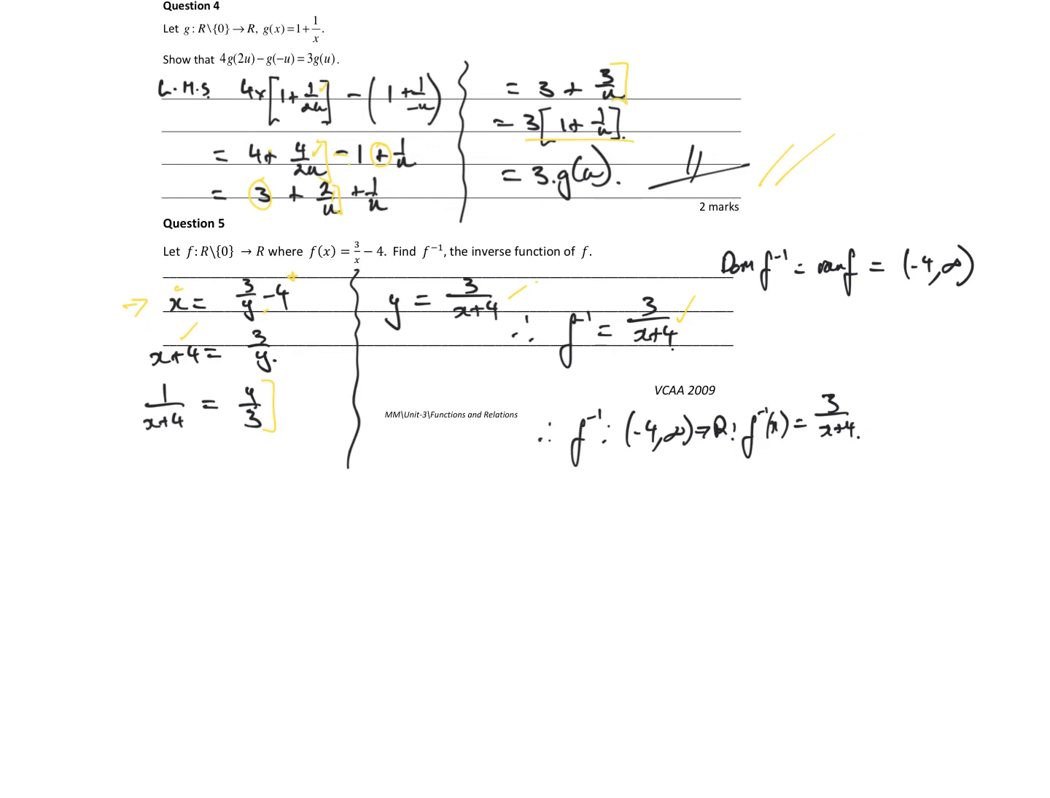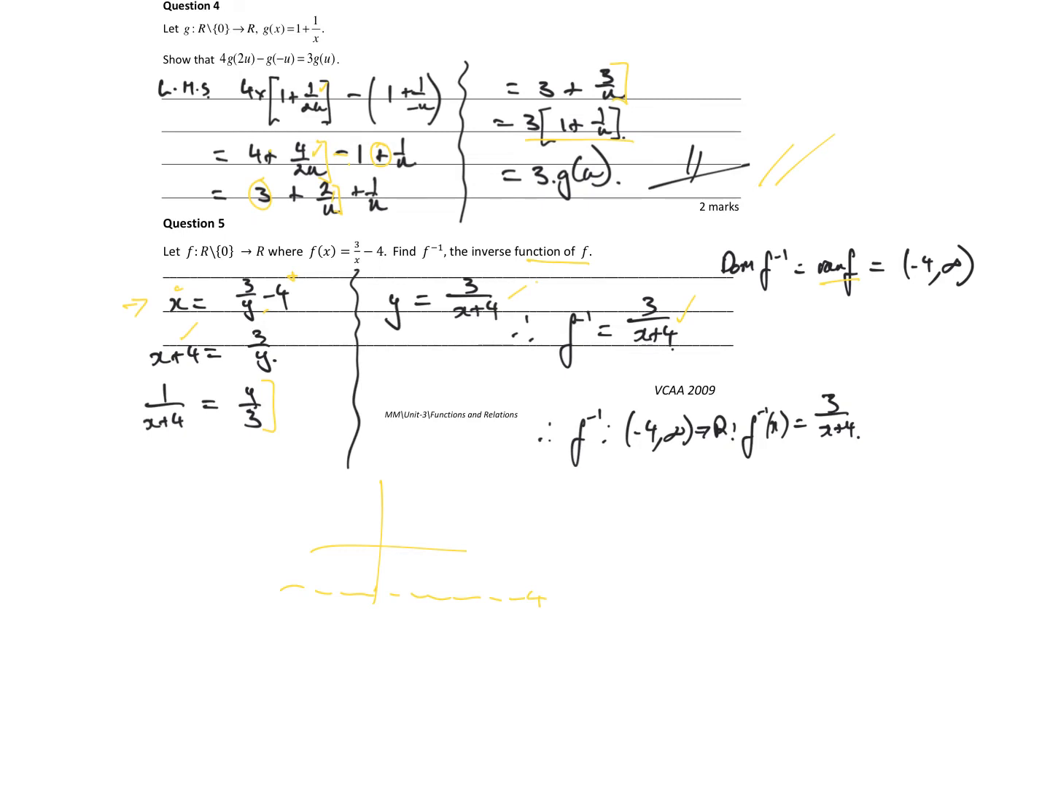I need to have a domain. To specify a function, I should have a domain. So the domain of the inverse is the range of f. And the range of f, look, we could do a quick graph sketch. It's basically a 1 on x graph shifted down 4 units, isn't it? So there's my negative 4.